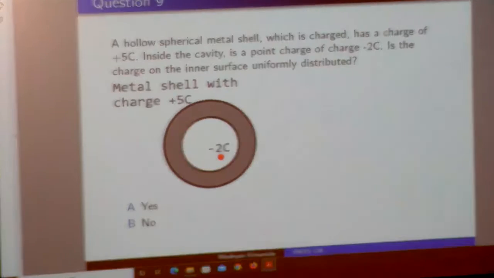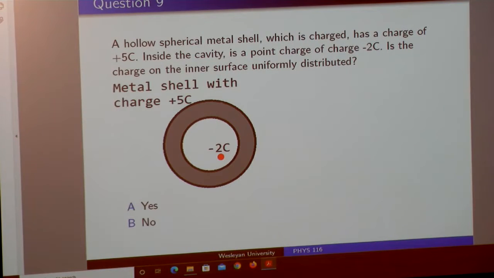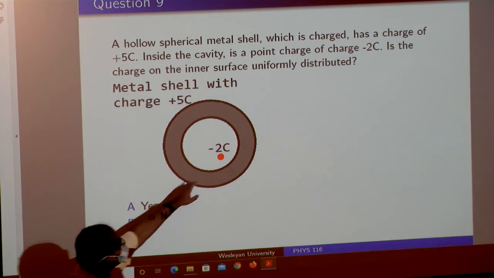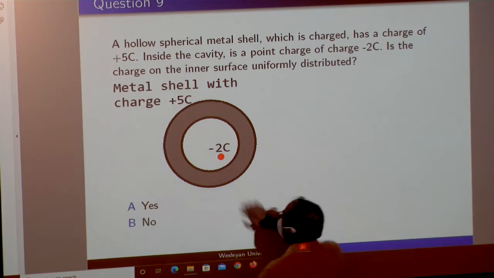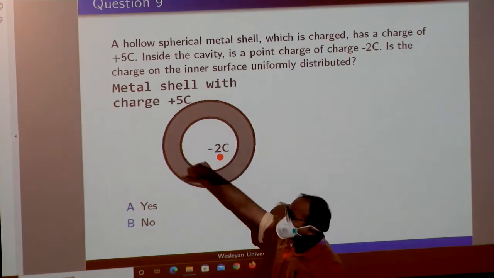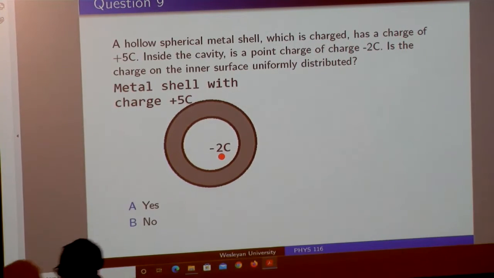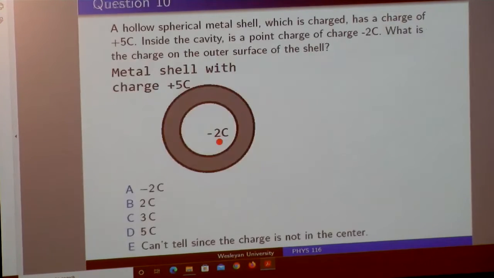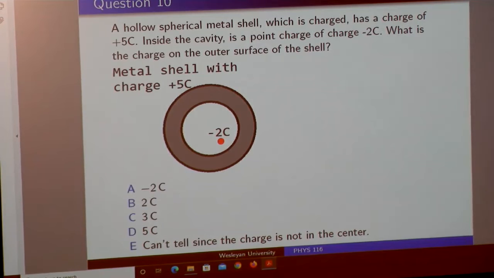Okay, and show me your votes. Yeah, it's clearly not uniformly distributed because this is off to one side, so clearly there'll be more positive charge on this side and less on this side. Okay, now I think we come to Cyrus's question.